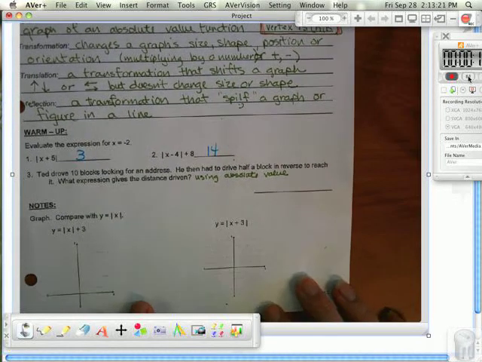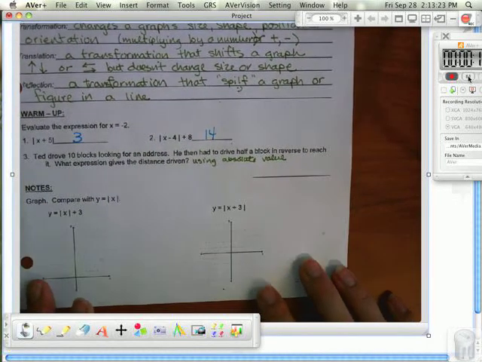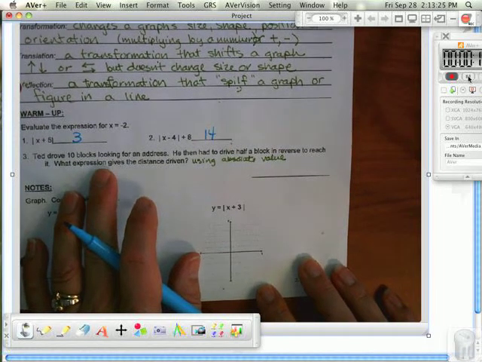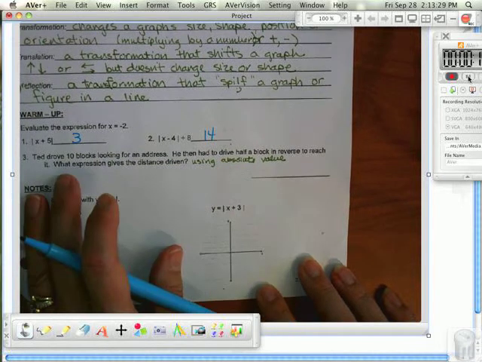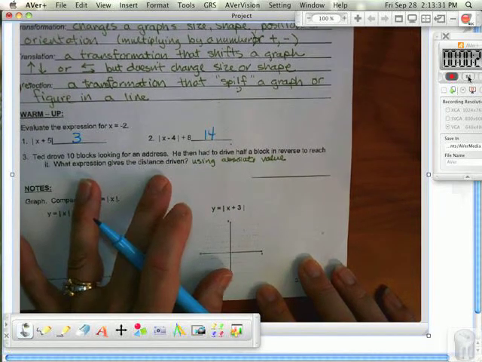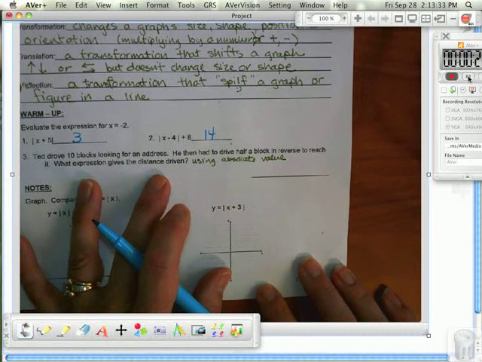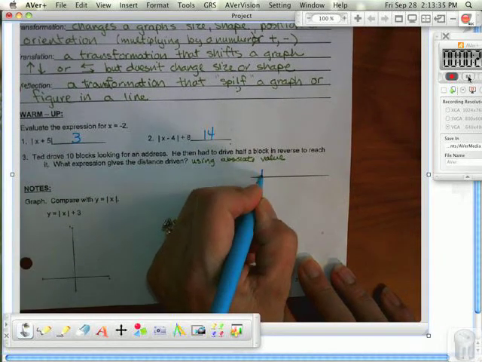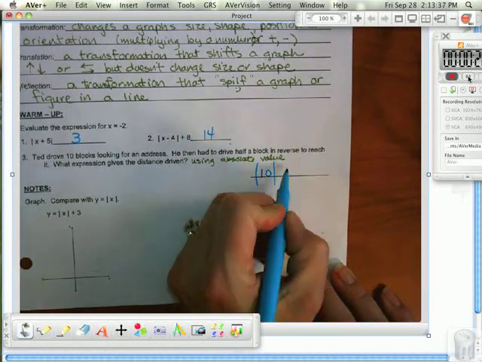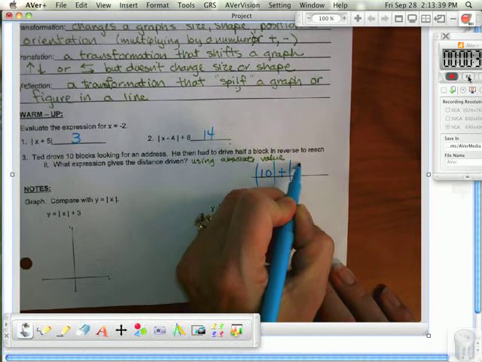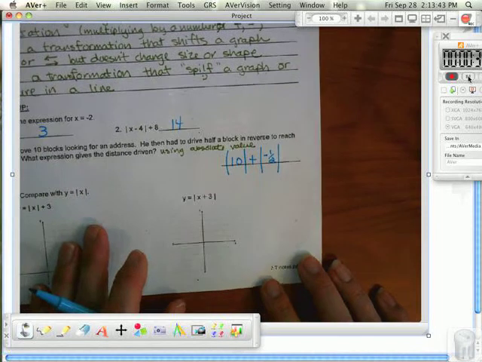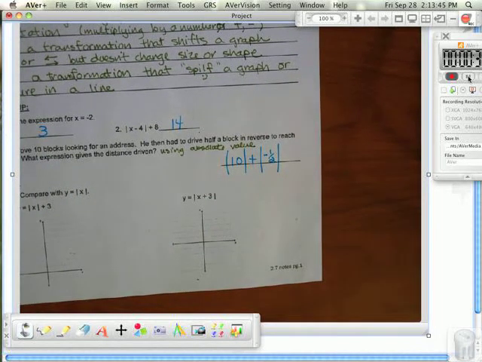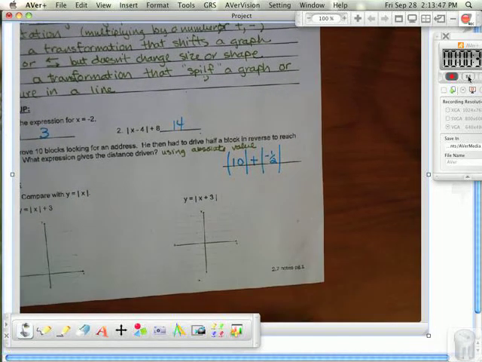Okay, this one here. Ted drove 10 blocks looking for an address. He then had to drive a half a block in reverse to reach it. What expression gives the distance driven? It's kind of a weird thing, actually. 10 blocks plus negative 1/2 equals 10.5 blocks. You could just use absolute value.